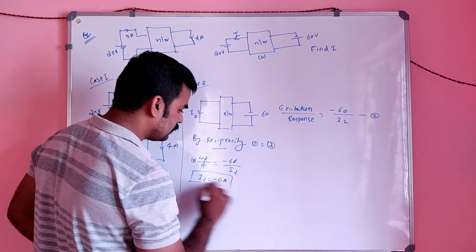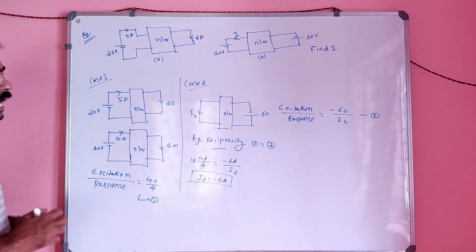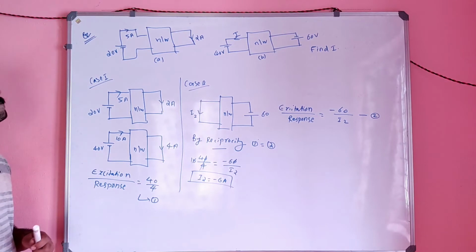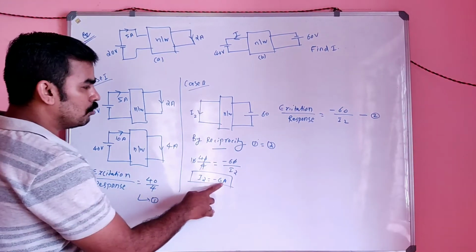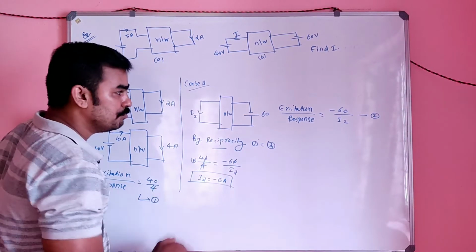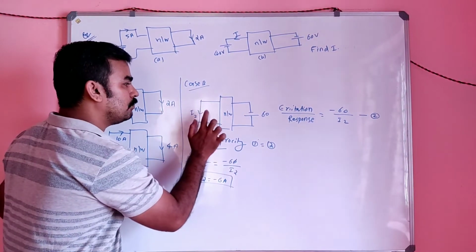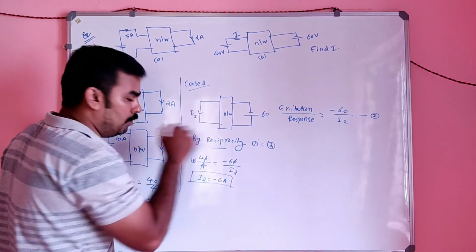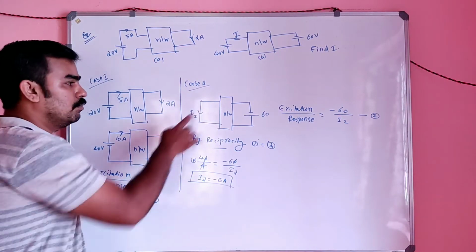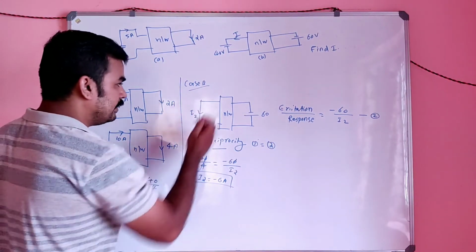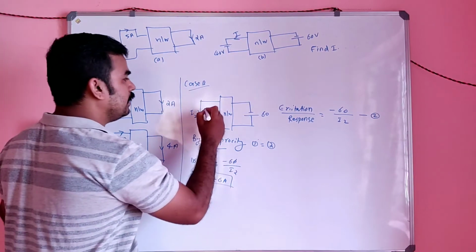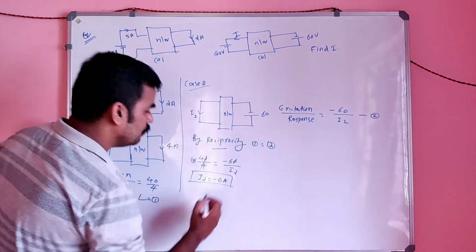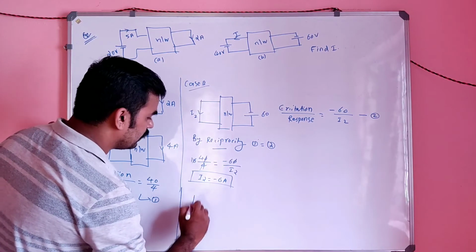So I2 is equal to minus 6 ampere. But I2 equal to minus 6 means the original direction of the current in this circuit will be opposite. In this circuit, the original direction will be like this. So the original circuit will be what?